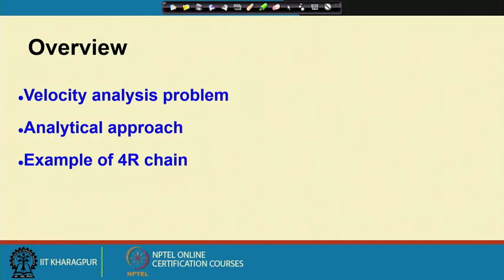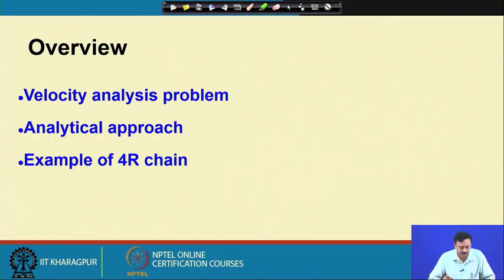So, we are going to look in today's lecture at how we relate the input output velocities based on the displacement analysis relations of the chain. To give you an overview of today's lecture, we are going to start with the analytical approach, and I will show you this approach using the example of a 4R chain.